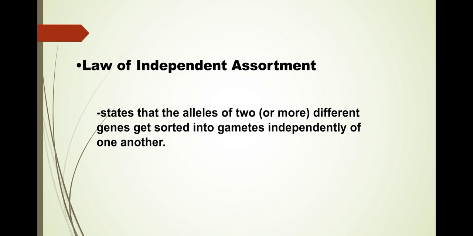And the last law is the law of independent assortment. It states that the alleles of 2 or more different genes get sorted into gametes independently of one another. Law of independent assortment, in other words, the allele a gamete receives for one gene does not influence the allele received for another gene.